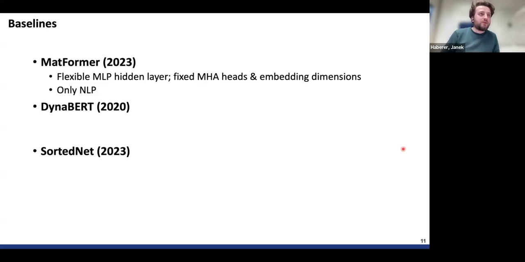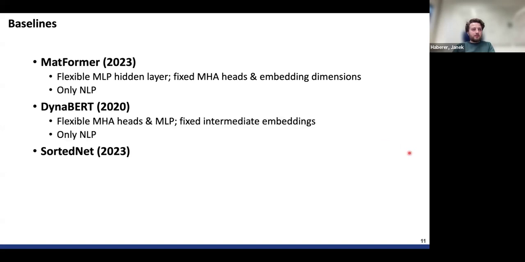So for Matformer, you have seen essentially they have a flexible MLP hidden layer, but they keep the attention fixed and also the entire embedding dimension, right? It's only the hidden layer that they adjust. And they also only evaluate on natural language processing, so on other transformers than vision transformers.